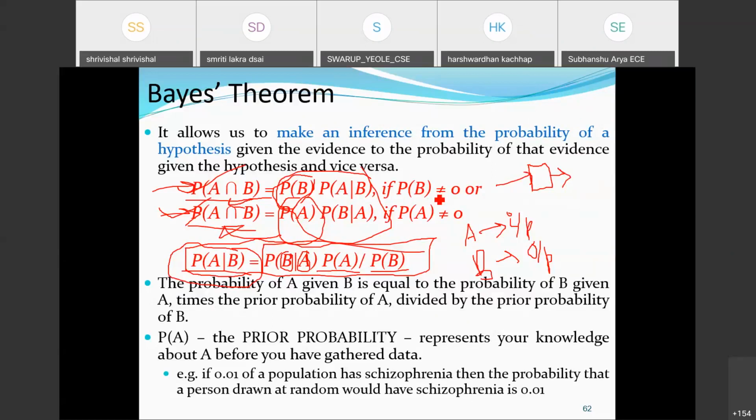So if you understood this point here, all the further discussion in the Bayes theorem is going to be easy for you. I think some sound is coming from Harshvardhan. Harshvardhan, you need to mute yourself.